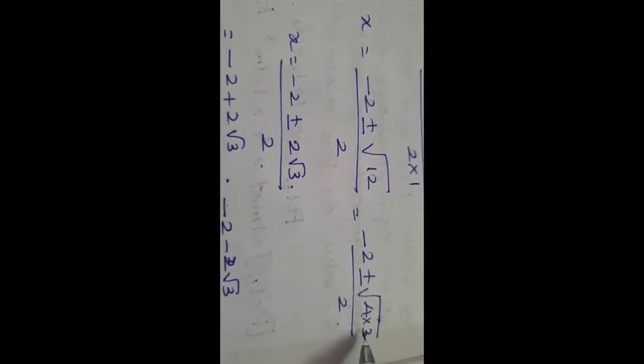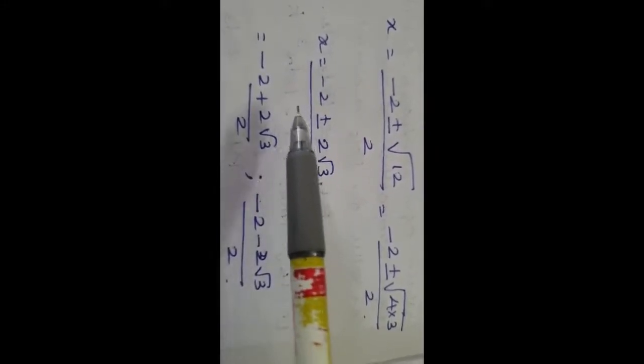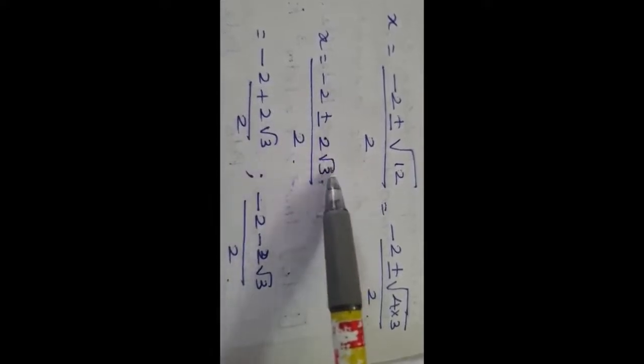Root 12 can be written as root of 4 into 3, which inside the root can be written as 2 into root 3. So we can take the two values, minus 2 plus 2 into root 3, divided by 2, and minus 2 minus 2 into root 3, divided by 2. When you simplify this, you get minus 1 plus root 3, and minus 1 minus root 3. The negative value is not acceptable, so the negative value can be neglected.